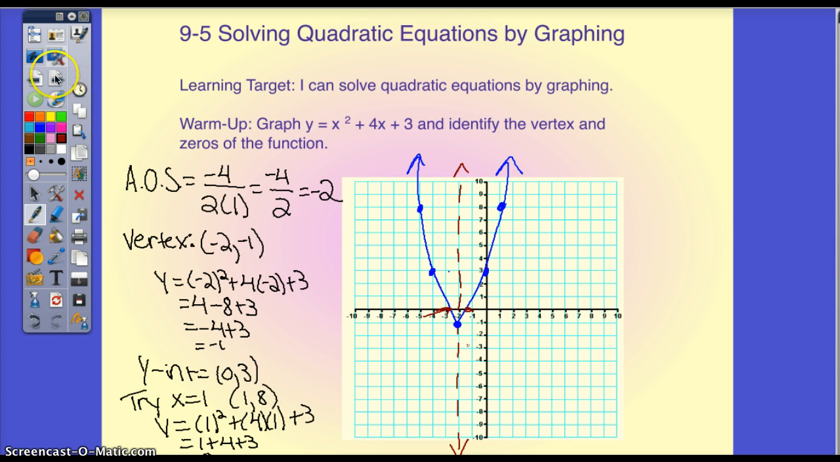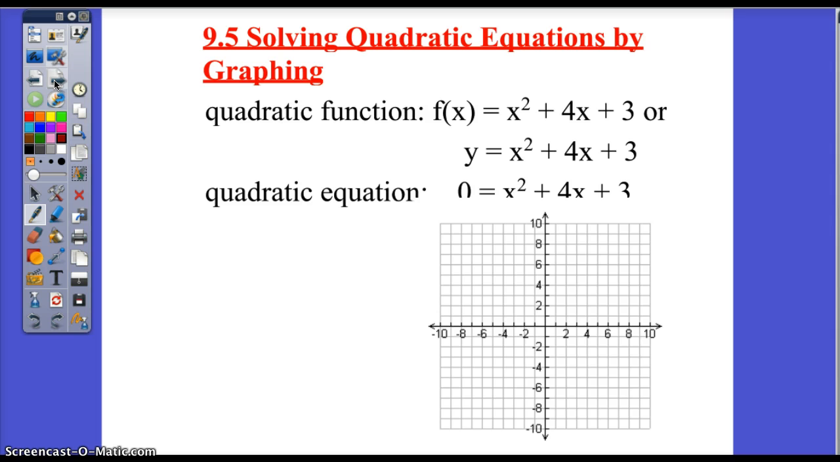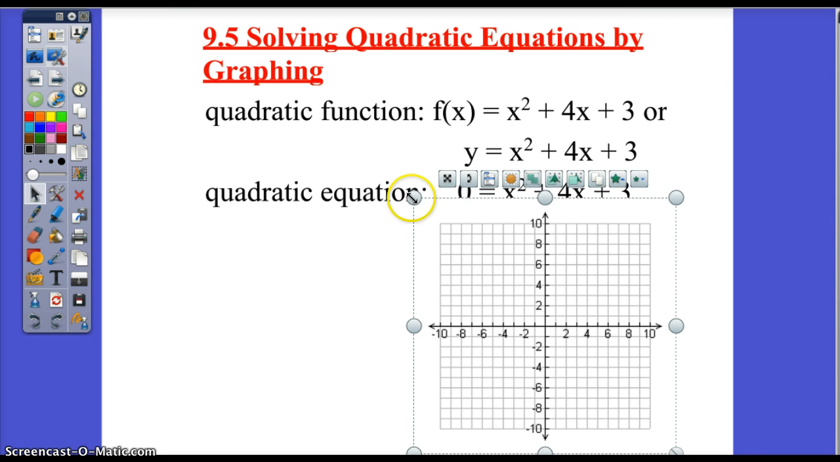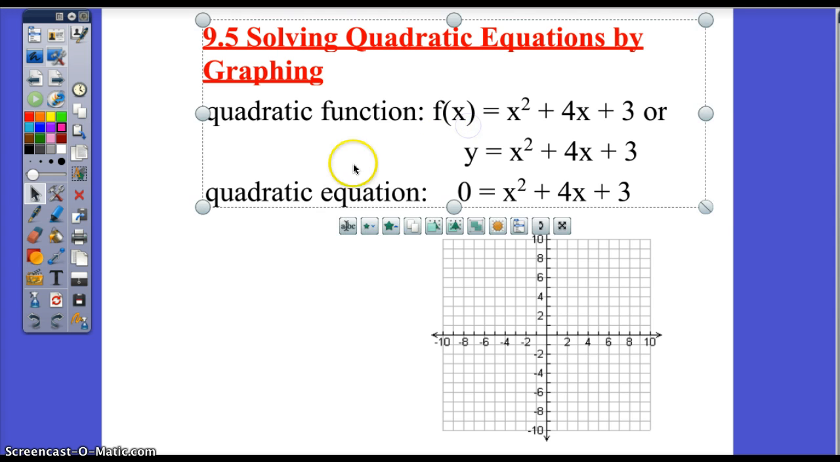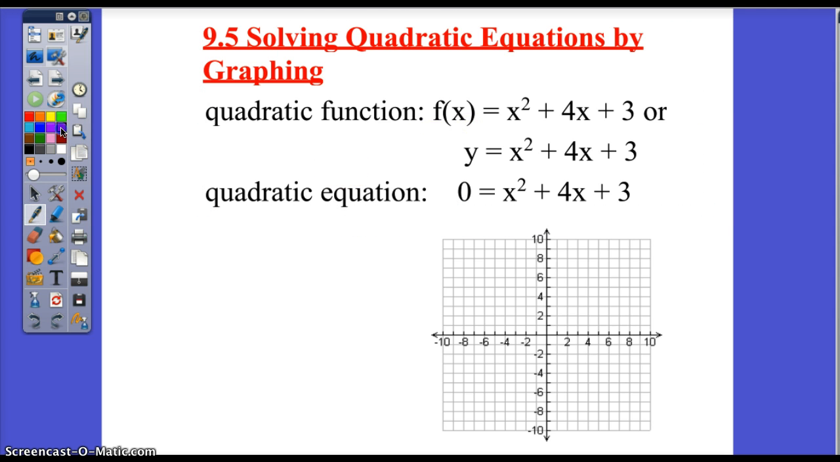Now the difference between a quadratic function and a quadratic equation: equations you can solve for. There's only one variable with an equation. So a quadratic function is either f of x, remember that's your function notation, and we're going to use x squared plus 4x plus 3, or remember f of x is a fancy way of saying y. Now whenever you make it an equation, you're going to be finding the zeros.